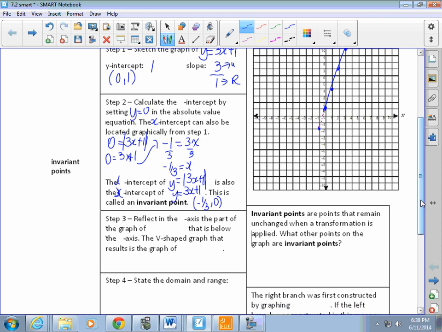Our step 3 then is to reflect in the x-axis the part of the graph of y is equal to 3x plus 1 that is below the x-axis. The V-shape graph that results is the graph of y is equal to the absolute value of 3x plus 1.